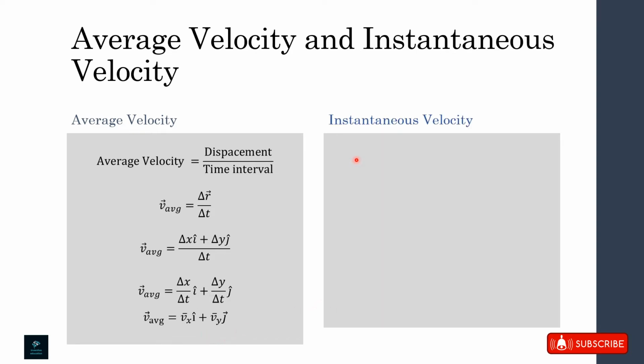Similarly, instantaneous velocity is defined as V equal to delta r by delta t when delta t tends to 0. This is equal to dr by dt. dr we can write as dx i plus dy j. Therefore, V is equal to (dx i plus dy j) by dt, and this can be written as dx by dt i plus dy by dt j. Now dx by dt is the x component of instantaneous velocity and dy by dt is the y component of instantaneous velocity. Therefore, v is equal to vx i plus vy j.